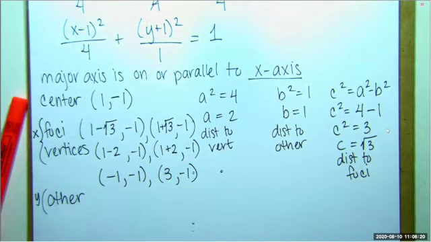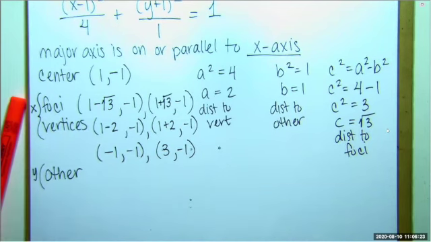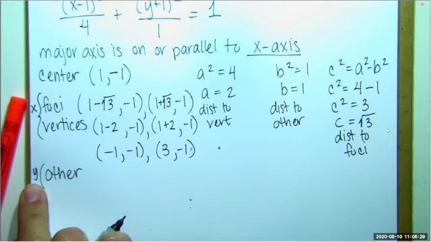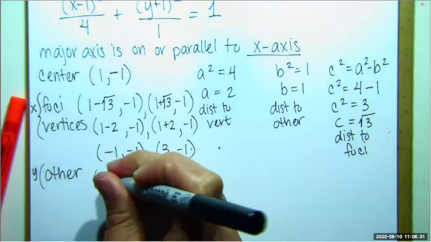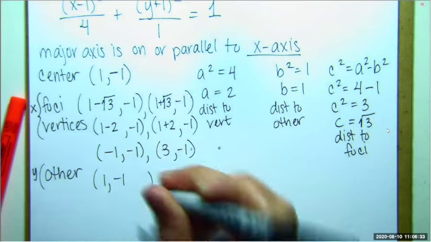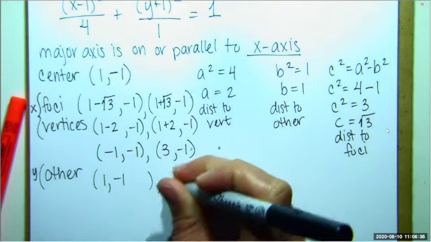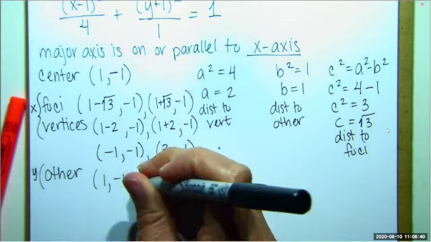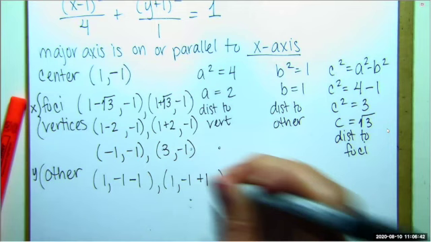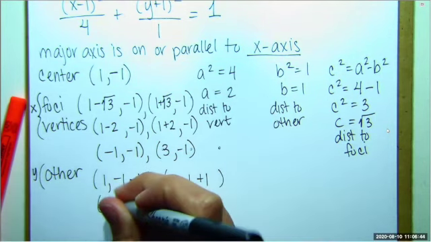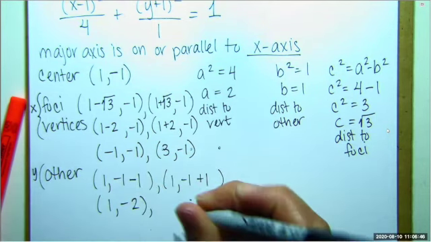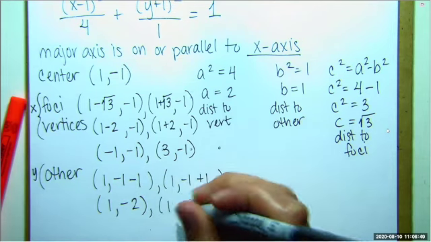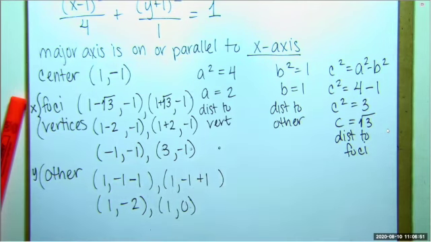To get to those other points, those points of intersection with the minor axis, I'm going to add and subtract b onto my y coordinate. So what I'm doing is starting at the center, 1, negative 1, and I'm going to leave space on my y coordinate here. I need to subtract b and add b on that y coordinate. So I get 1, negative 2, and 1, 0 for those points of intersection with the minor axis.